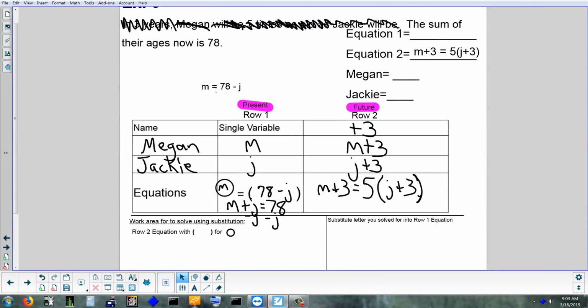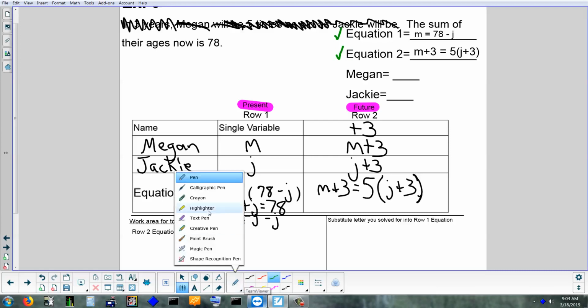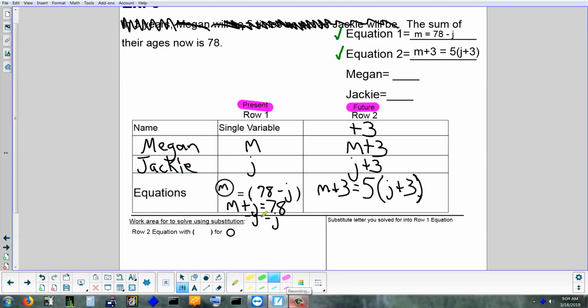Okay. All right. So again, what letter am I substituting for in the row 2 equation? What variable is going to change? What variable am I going to plug stuff in for? Gigi? M, right? Whatever letter is in the circle, you're going to plug in this information for that letter in the other equation. So I'm taking the 78 minus j and I'm plugging it in for m.